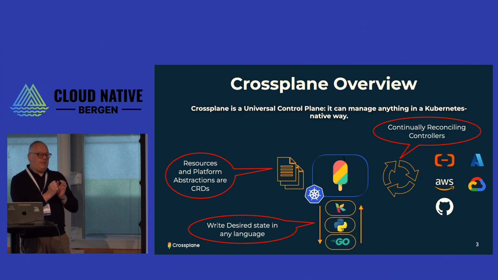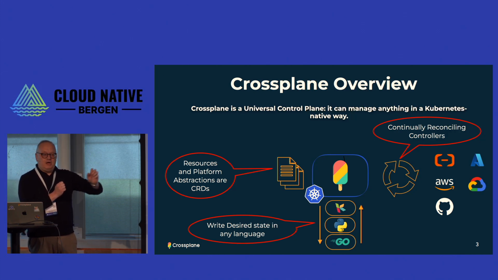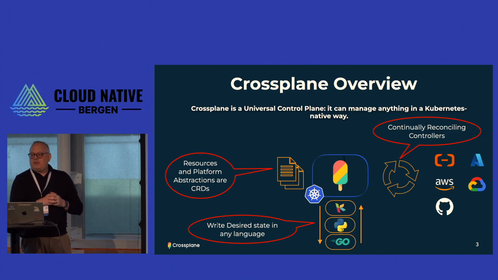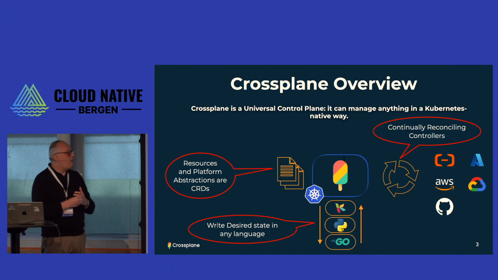Crossplane sends a standard message of the manifest and all the observed state of the cluster, which is a blob of JSON. So you could write your desired state in any language, and I'll show you that later. It's super powerful, actually.